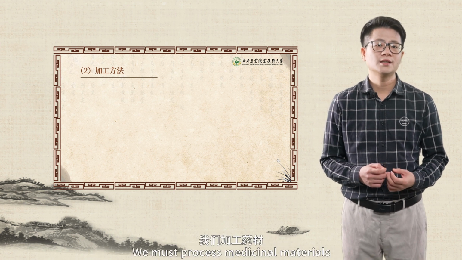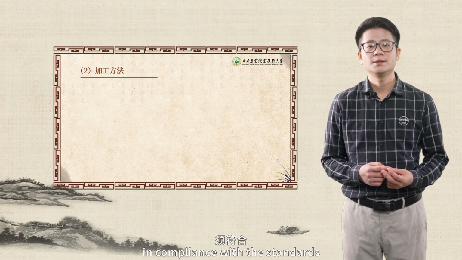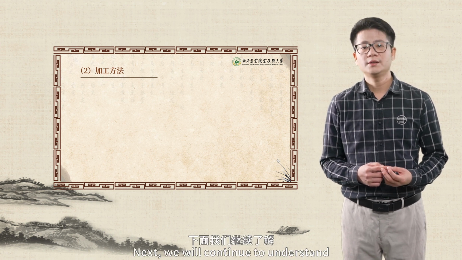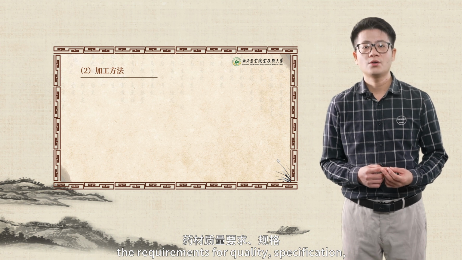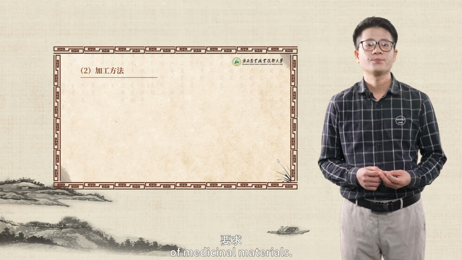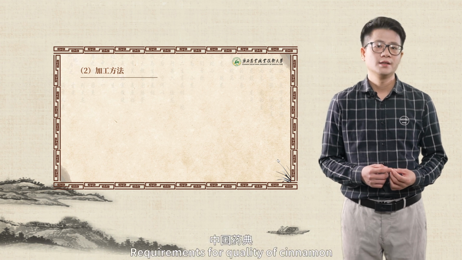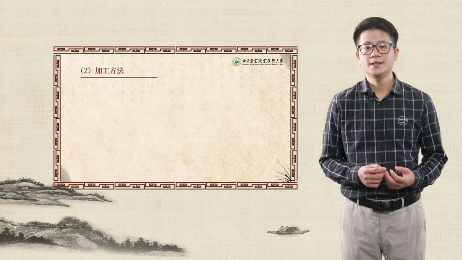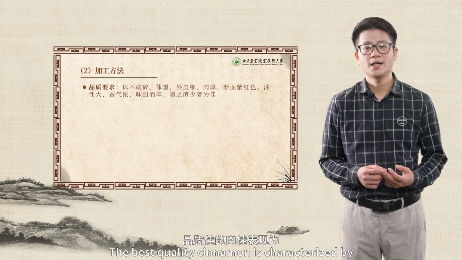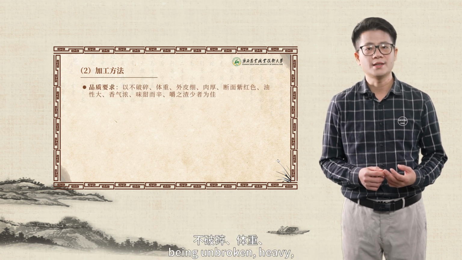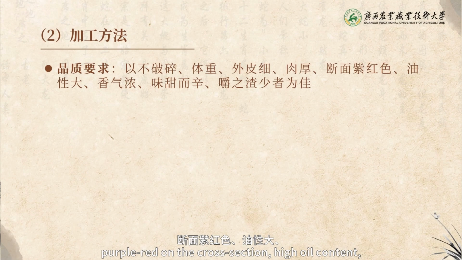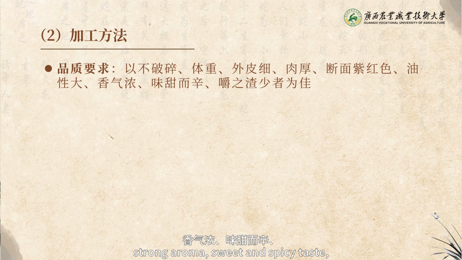We must process medicinal materials in compliance with the standards in Chinese Pharmacopoeia. Next, we will continue to understand the requirements for quality, specification, and origin producing environment of medicinal materials. Requirements for quality of cinnamon in Chinese Pharmacopoeia are as follows. Quality requirements. The best quality cinnamon is characterized by being unbroken, heavy, with thin outer bark, thick flesh, purple-red on the cross-section, high oil content, strong aroma, sweet and spicy taste, and leaves little residue when chewed.